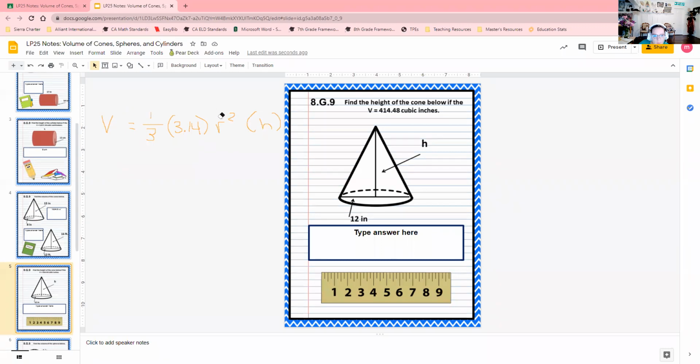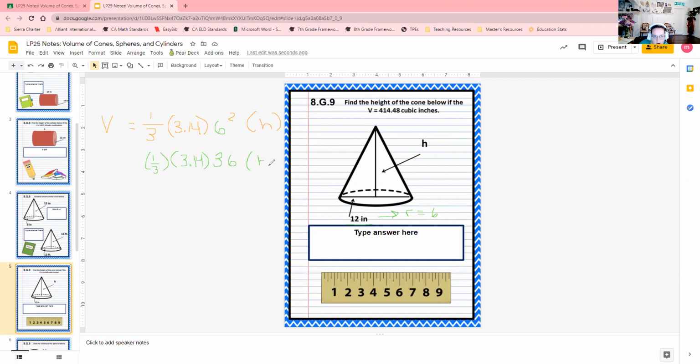So we know our radius. Now, the diameter is 12. So the radius, half of that, is 6. Okay, and you can start solving this. 6 squared, 6 times 6 is 36. You got a 3.14 still. We got our 1/3 still.